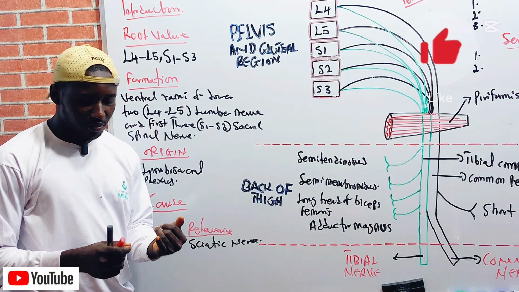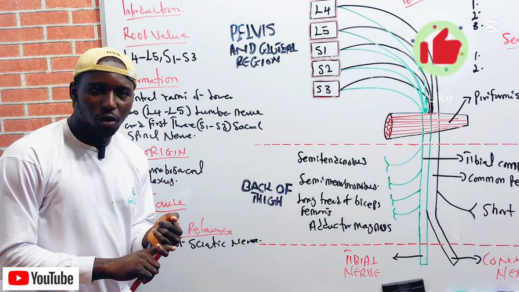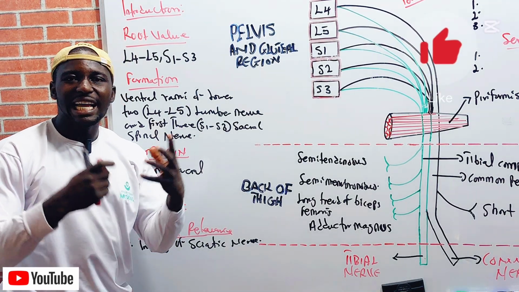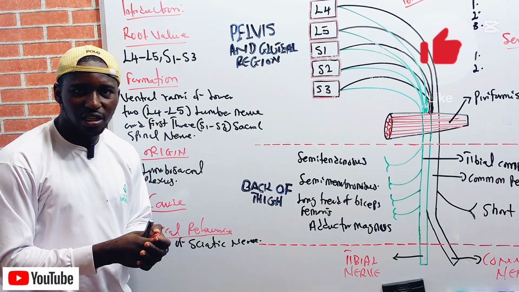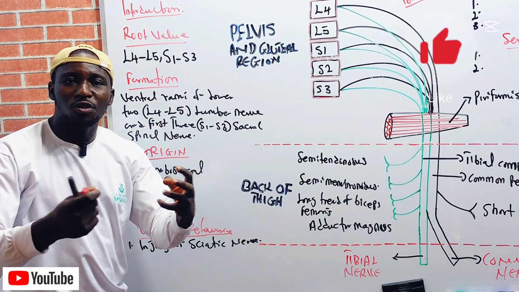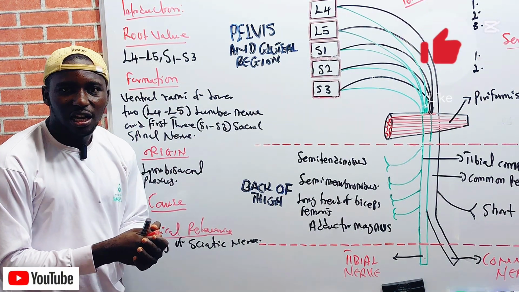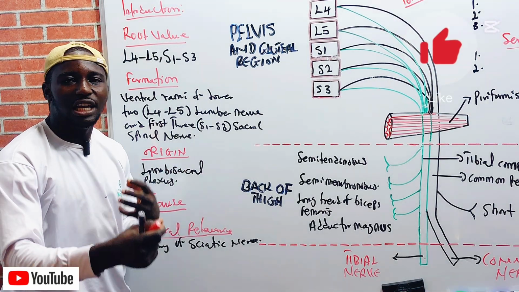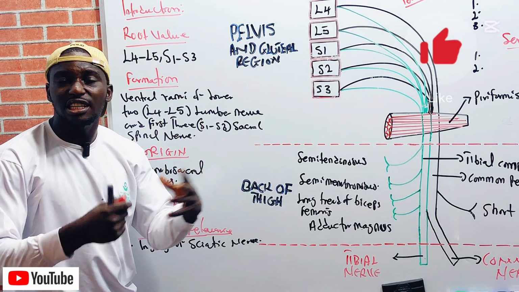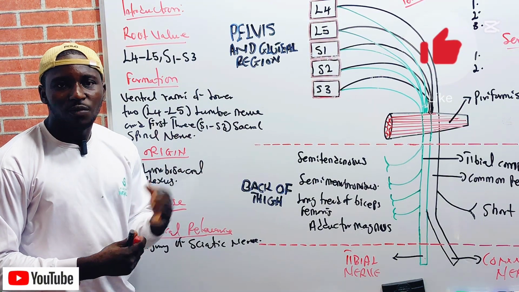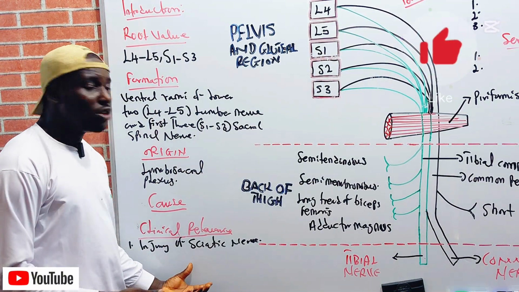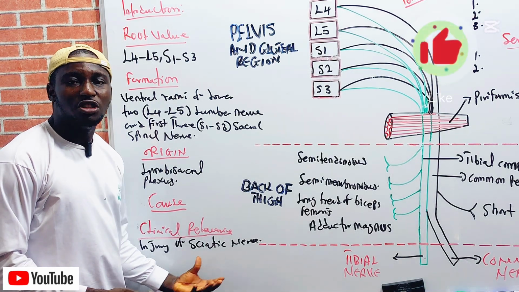Number one is the fracture of the hip bone, a penetrating wound, total hip replacement surgery, posterior dislocation of the hip joint, and also injection to the gluteal region, or misplaced injection of the gluteal region. Those are the events that can lead to the damage of the sciatic nerve. We call it injury to the sciatic nerve.